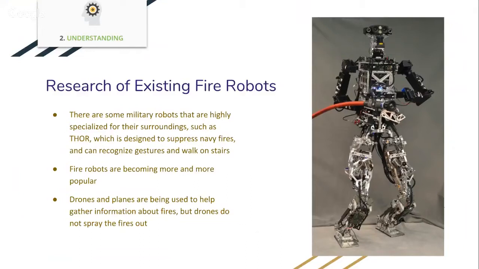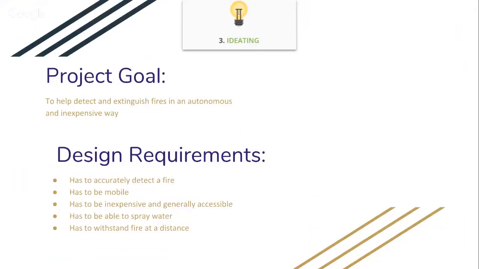I also found out about some existing firefighting rovers, such as the Thermite T2. However, the Thermite T2 is very expensive. Because of all this, I decided that I needed to make a better solution. And for that solution, my project goals were to help detect and extinguish fires in an autonomous and inexpensive way, to be able to extinguish fires anywhere for a low cost, unlike the Thermite T2.